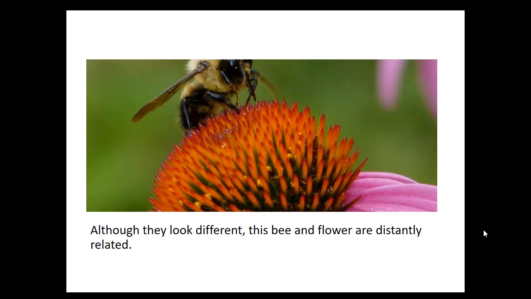Well, this example here, a bee and a flower: one is an animal, an insect, which is an animal. The other is obviously part of a plant. We think of them as being completely different kinds of organisms, but if you go back far enough in history, they have a common ancestor. Both came from the same kind of organisms in the distant past.